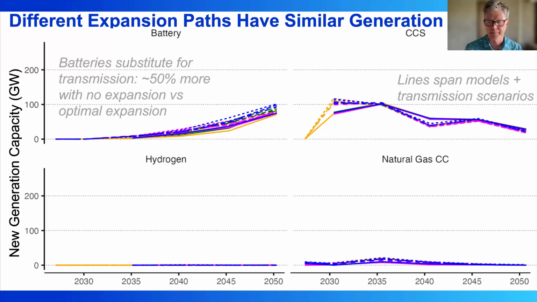The natural gas combined cycle, there isn't a whole lot of that. And there isn't much hydrogen in here. If you really want to decarbonize to 100%, you basically substitute hydrogen for CCS. And that adds some costs. We don't have those scenarios here.